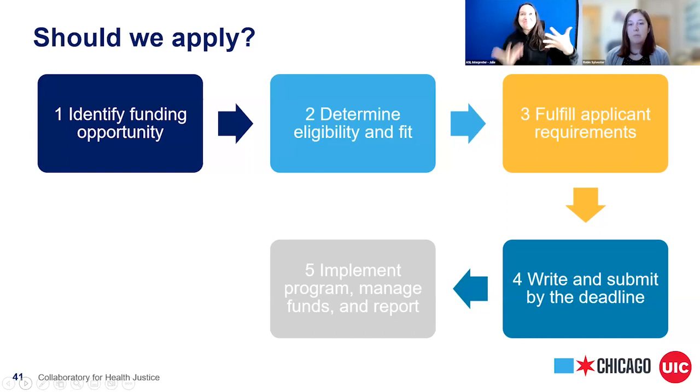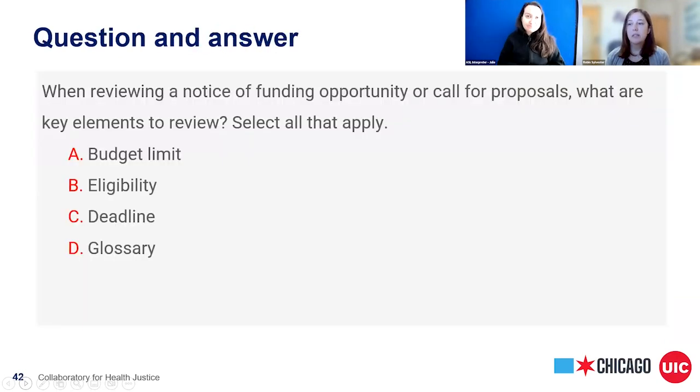So it may be helpful to make a chart of the things that need to happen and put names on the other side of the chart and make sure that we can do those things or that we can hire to do those things. If we can say yes to all of these things, then it's time to begin work on the application. So I have 2 questions to check in. The first question is, when reviewing a notice of funding opportunity or call for proposals, what are key elements to review? So select all that apply.